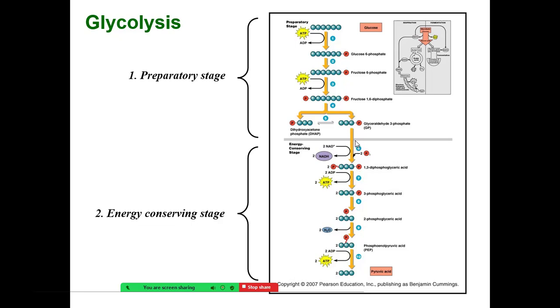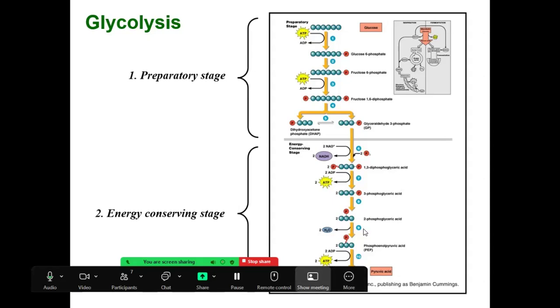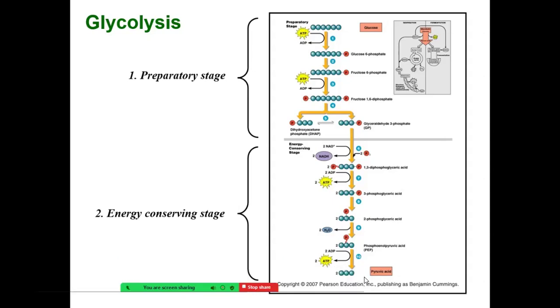This molecule here, we're just going to call it that because you don't need to know the name of it, is converted into this molecule, making an NADH, two of them actually, and then making two ATP molecules in the next step. And then we go on down further, making water, and then making ATP, two molecules again here. And then we end up at pyruvic acid.